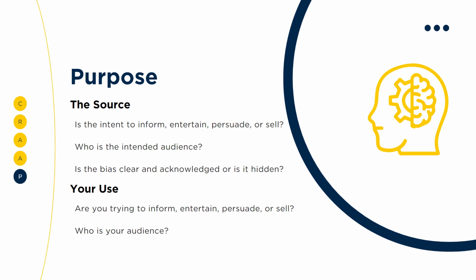How is the information presented? How objective or emotive are they trying to be? Is the bias clear or acknowledged, or is it being hidden from you? And then think about your purpose in writing or presenting. Who is your audience? What are you trying to tell them? And are you persuading, entertaining, informing, or selling?